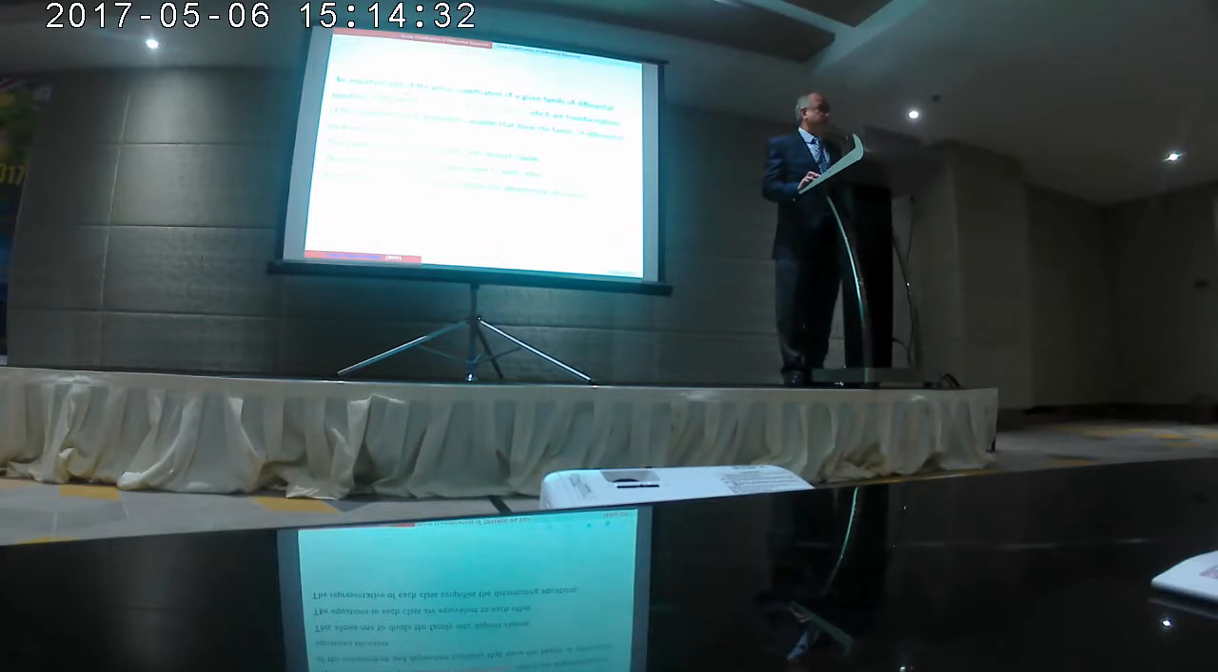An important part of the group classification of a given family of differential equations is the use of equivalence transformations, which are transformations of the independent and dependent variables that leave the family of differential equations invariant. So this allows one to divide the family into disjoint classes. The equations in each class are equivalent to each other. The representative of each class simplifies the determining equations.